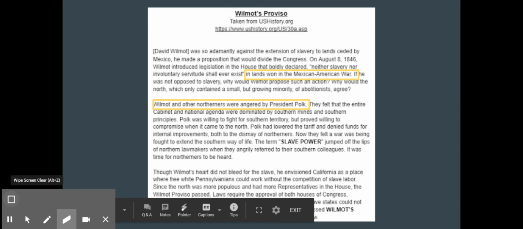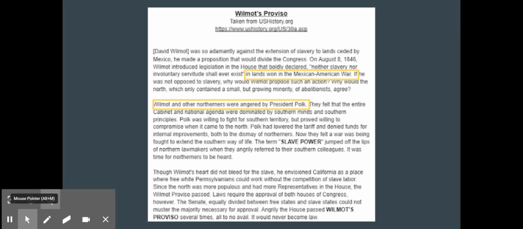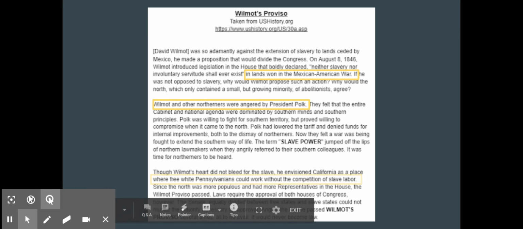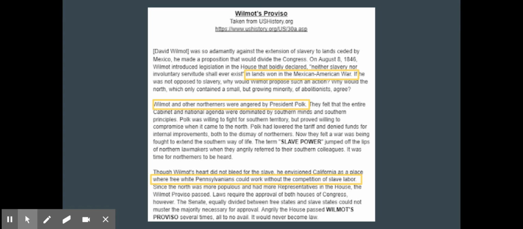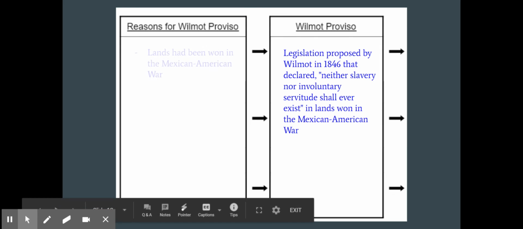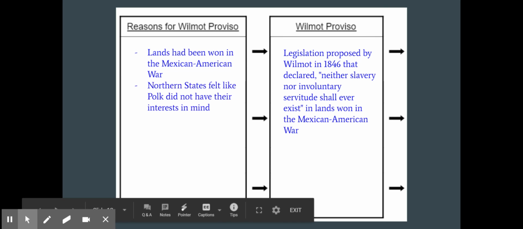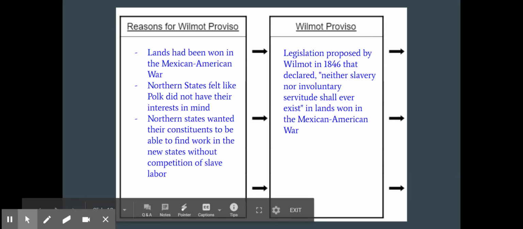Also, this was proposed because Wilmot and other northern states, remember we talked about this in lesson 2, were angered by President Polk. They felt like he wasn't keeping their best interest in mind. And then lastly, they wanted to make sure that citizens, free white males, let's be very specific about what they meant by that, free white males from the northern states could work in those new states without the competition of slave labor. So let's go ahead and put that down. Again, I'm listing those reasons that are given.